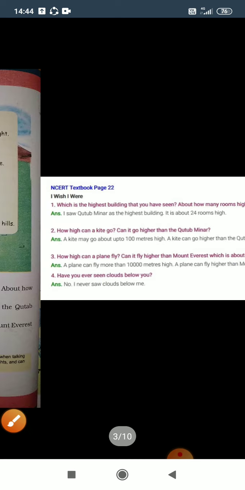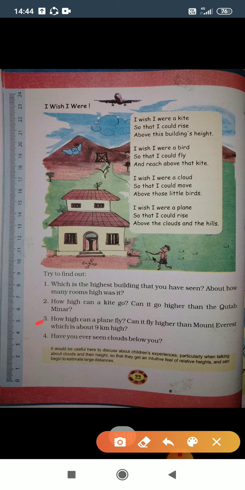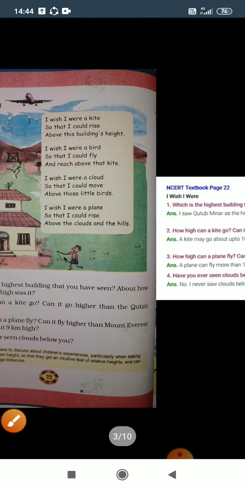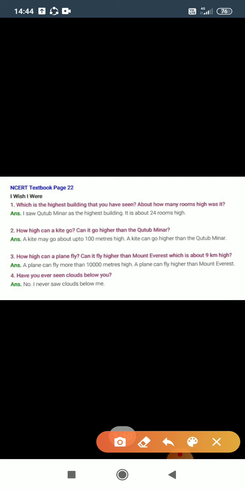Let's see the next question. Question number 3. How high can a plane fly? Can it fly higher than Mount Everest, which is about 9 km high? And the answer is a plane can fly more than 10,000 meters high. A plane can fly higher than Mount Everest. That means yes, a plane can fly over Mount Everest.